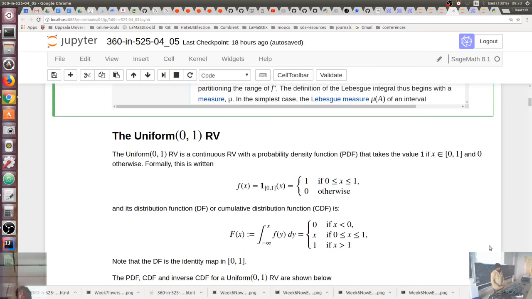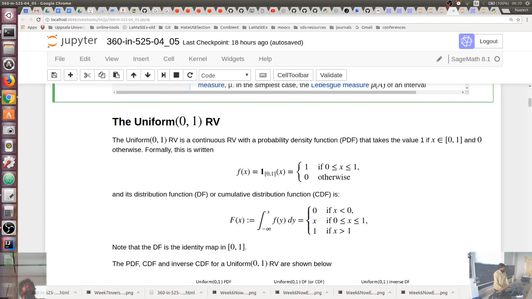So this is our fundamental random variable, and down the road we will see how we can use the uniform 0-1 random variable to obtain any other random variable. So the uniform 0-1 random variable simply takes continuous values in the unit interval.